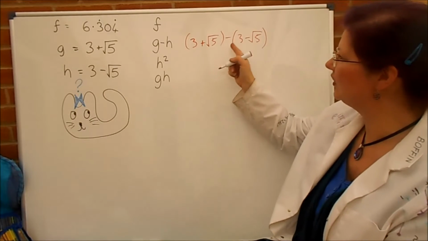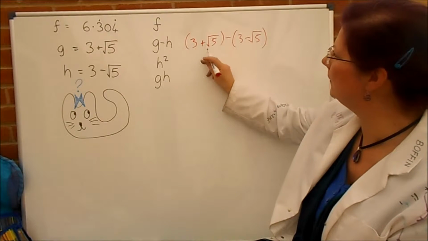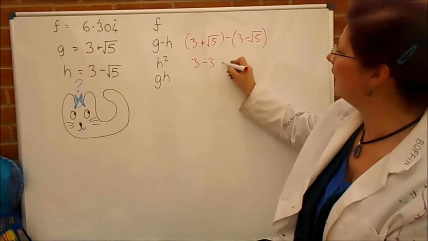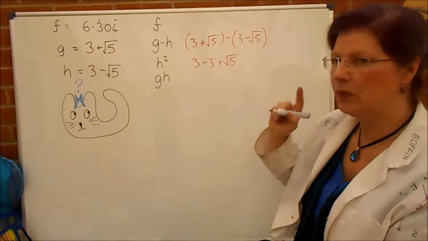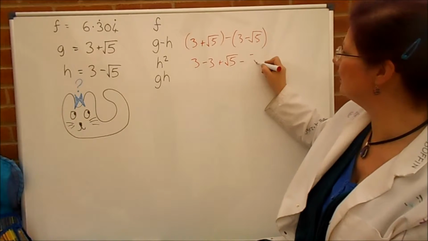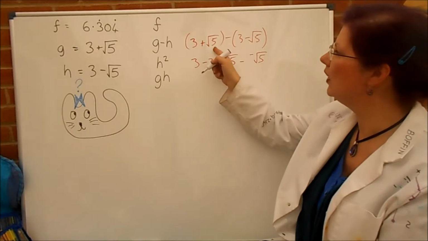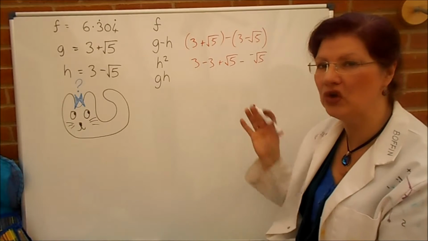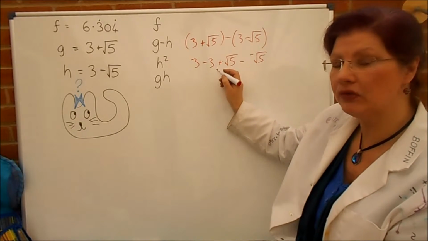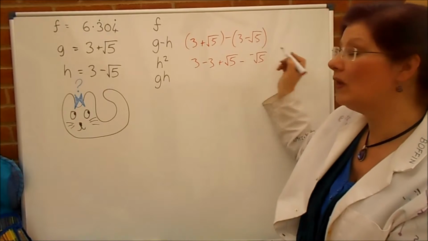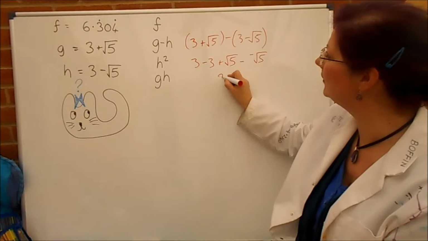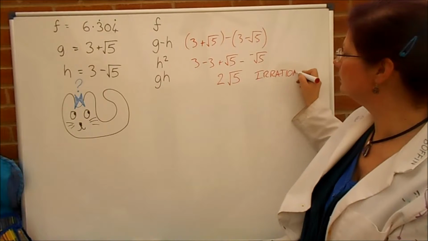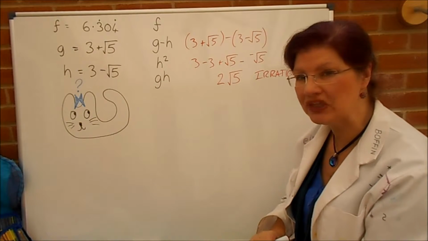Hopefully you might have spotted these negatives and not get confused by them. We've got all in all a 3, take away another 3, plus a root 5, and watch this one here, take away a negative root 5. Okay, those two do not cancel out. So if you had a root 5, take away a root 5 and got nothing out of that, it was wrong. 3 take away 3, they cancel out, and what we get on here, take away a negative root 5 is the same as add a root 5. That comes down to 2 root 5, which is irrational. Okay, so the first one is irrational.